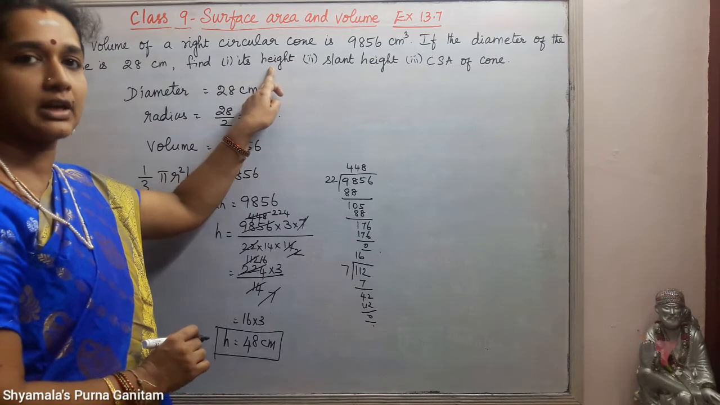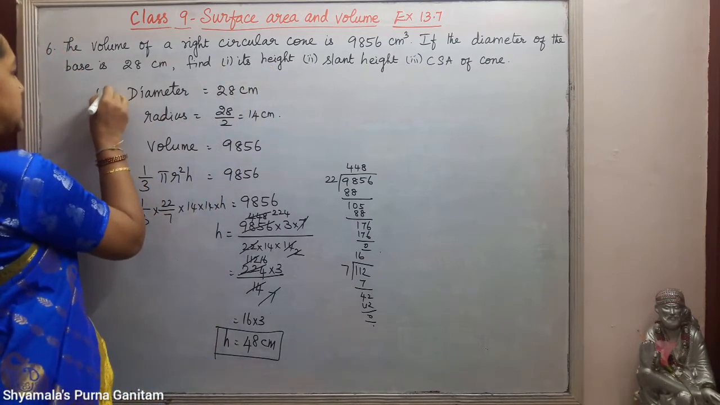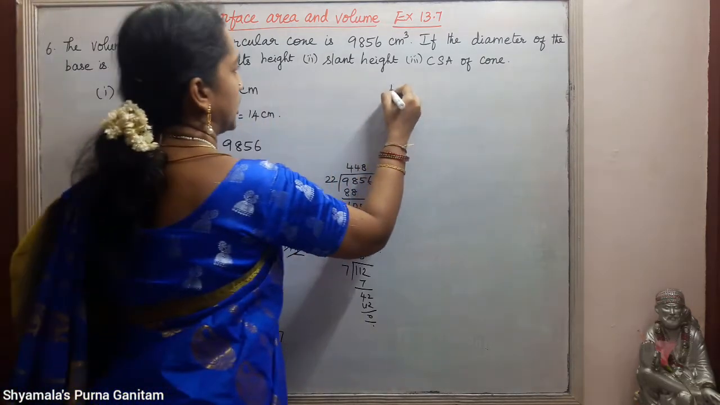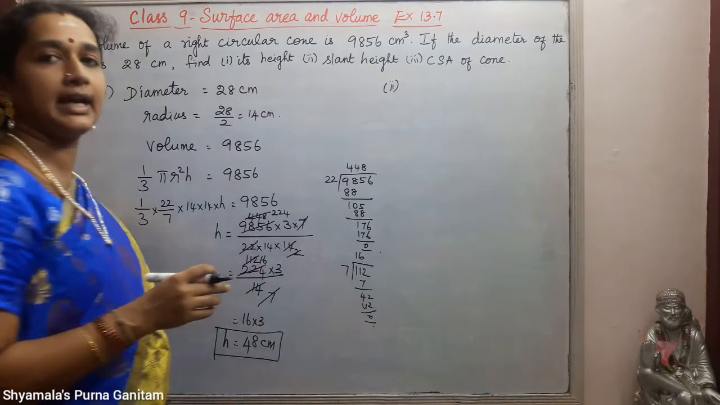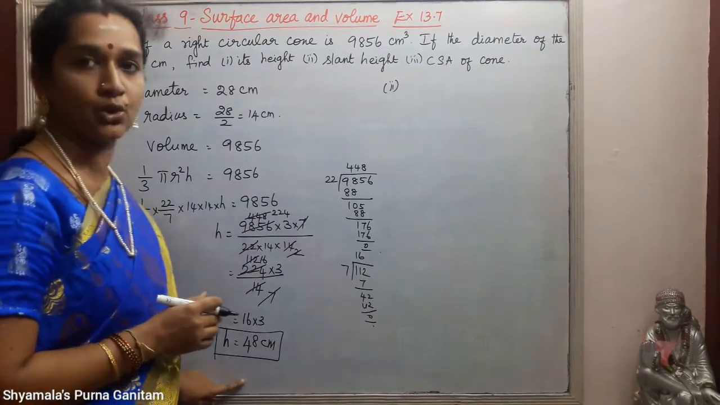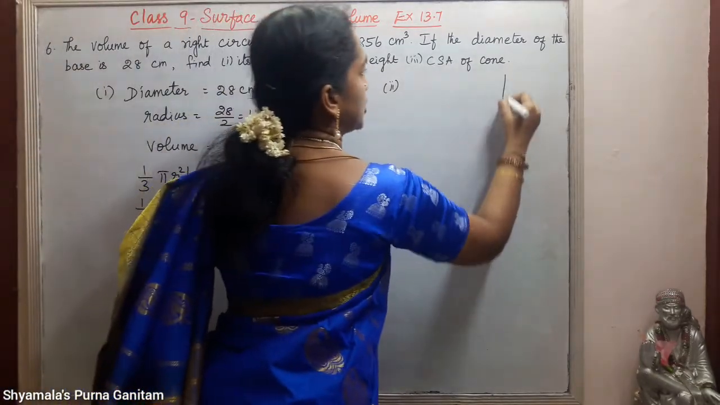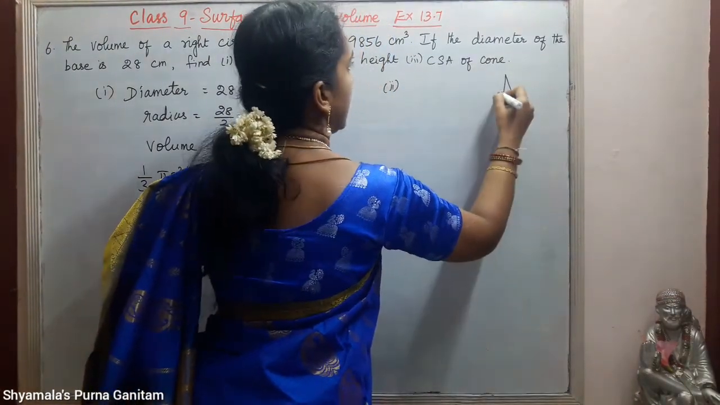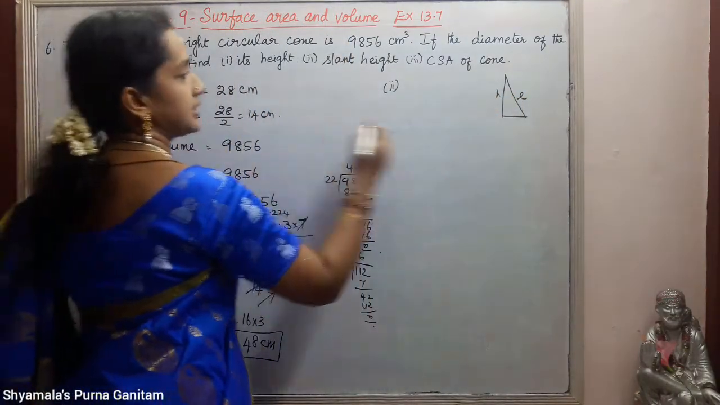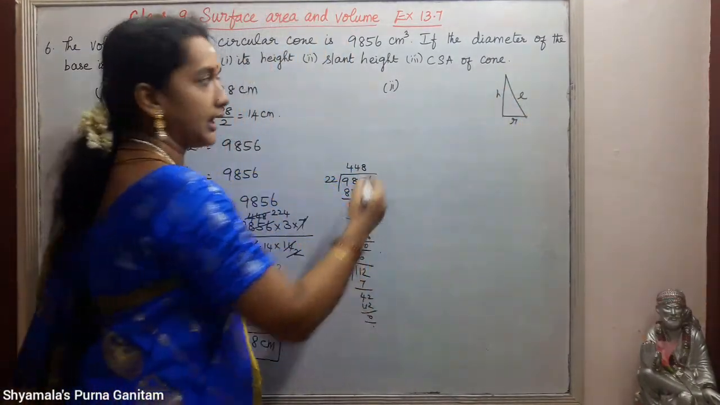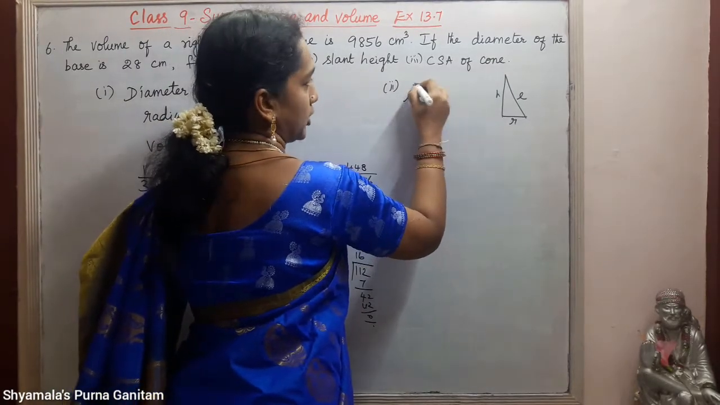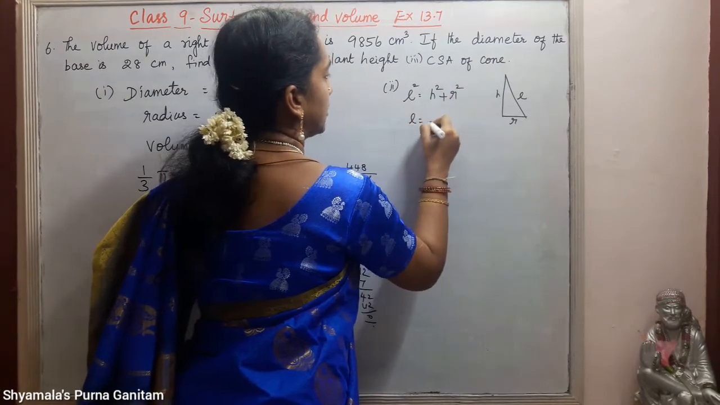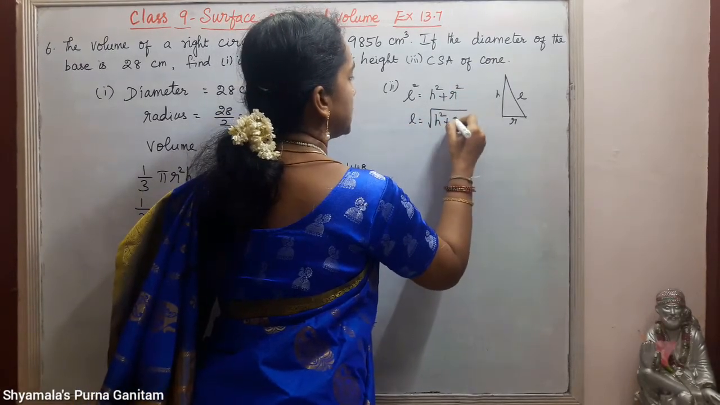So the first thing we were asked is to find the height. After simplification we got the height as 48 centimeter. So the first one is over. Then the second one is slant height, L, which we are asked to find. If we take a right circular cone like this, the height is given and the radius is given. L is the hypotenuse side. So L squared is equal to h squared plus r squared.